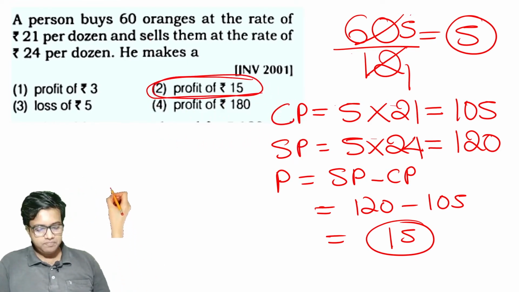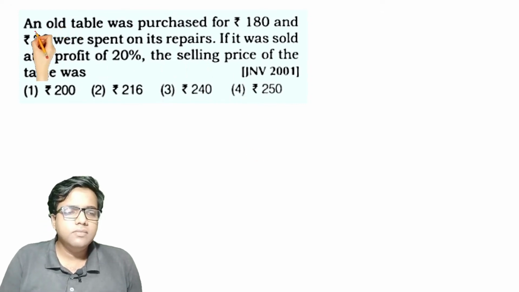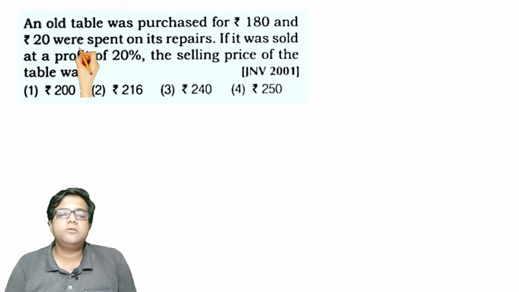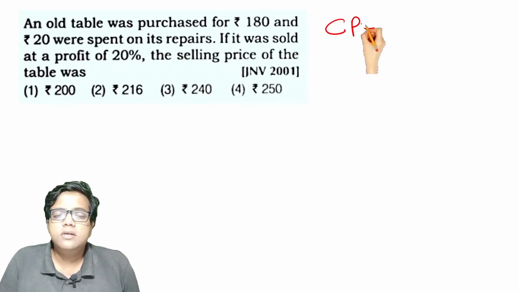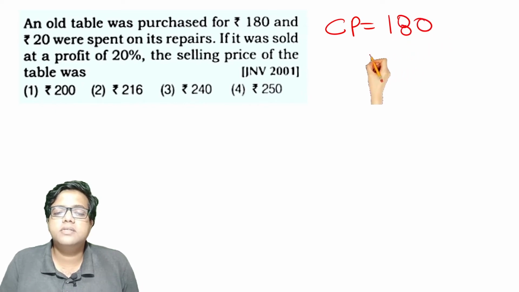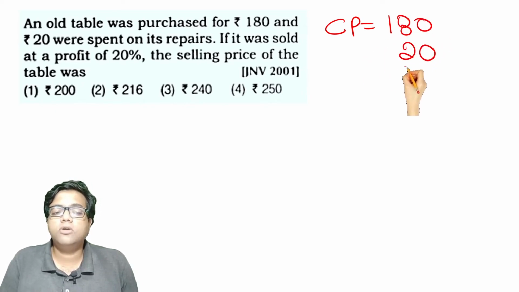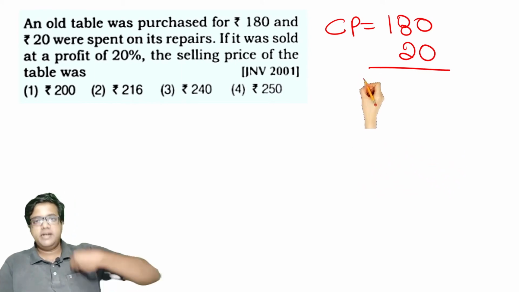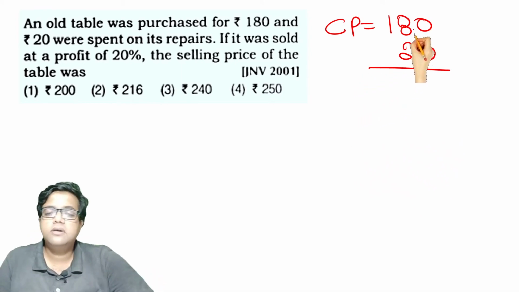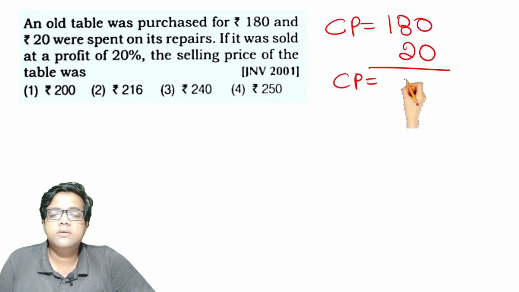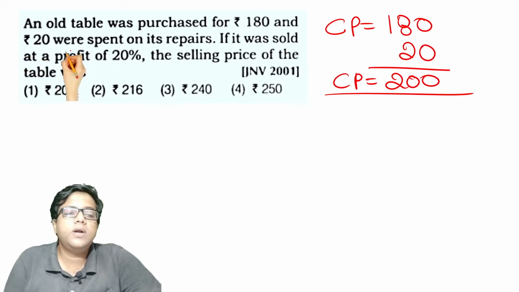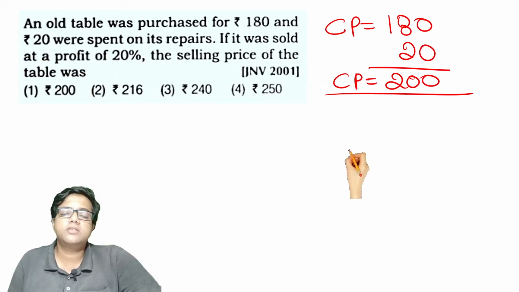All right, let's move ahead. An old table was purchased for 180 rupees and 20 rupees were spent on its repairs. So therefore, what is the cost price? He purchased it at 180 rupees, and for the repair also he spent out of his pocket. So the cost price will be equal to 200 rupees. If it was sold at a profit of 20%, the selling price of the table was?